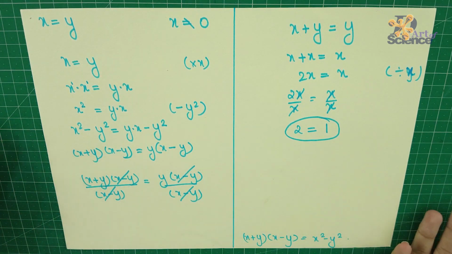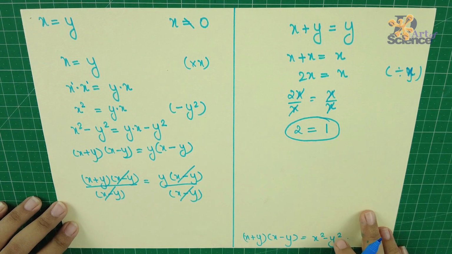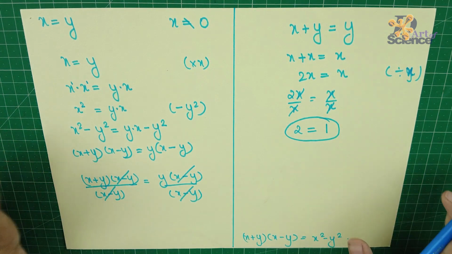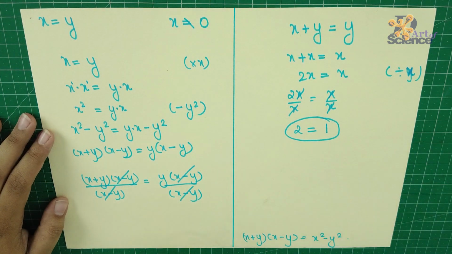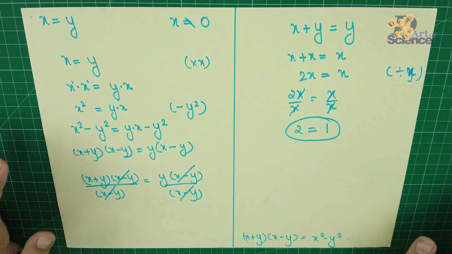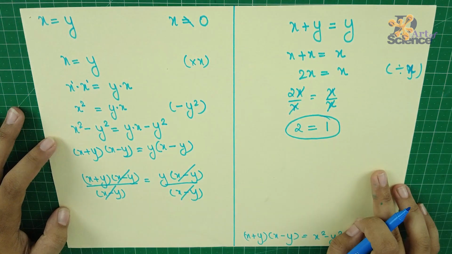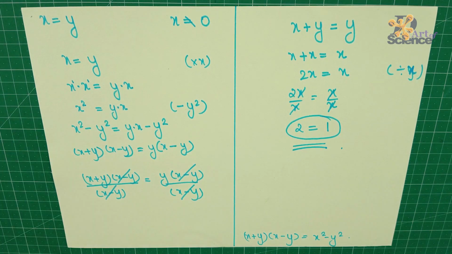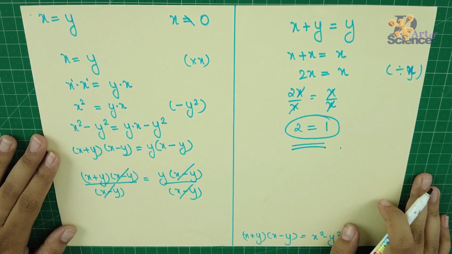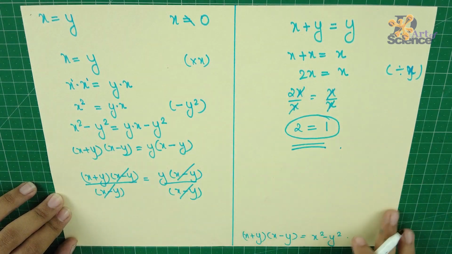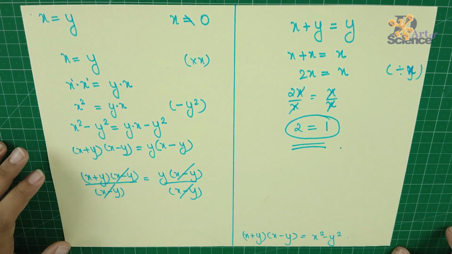But how is this possible? So what I'm going to do is let you pause this video, take maybe 2 to 5 minutes and try to find out where in this entire equation we have made the error. Alright guys, now I'm going to reveal where in this fake proof we have made the error, okay?